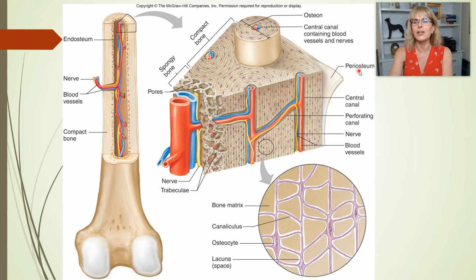Let me point out here is periosteum, that kind of thick connective tissue shrink wrapped around the bone. There are cells there that can turn into osteoblasts. And when the cells there turn into osteoblasts, they will make new osteons on the outside.